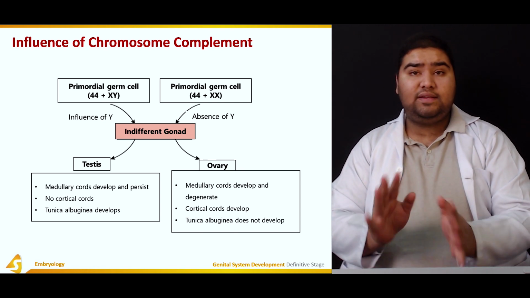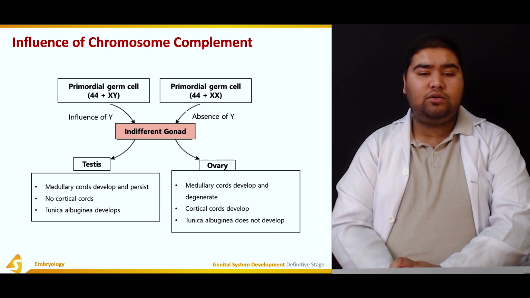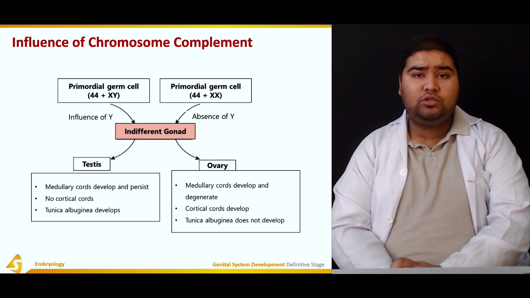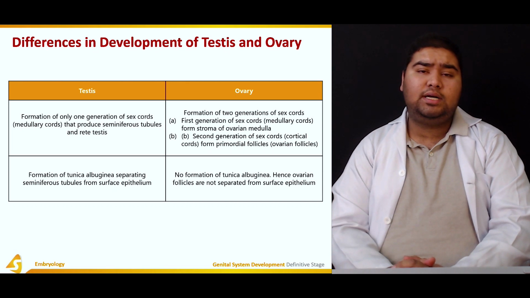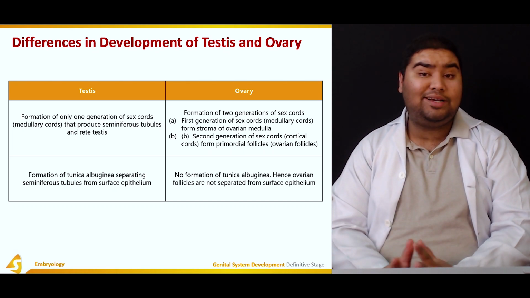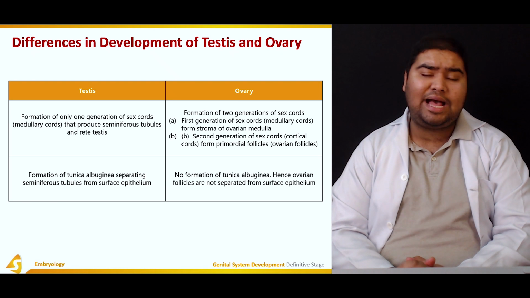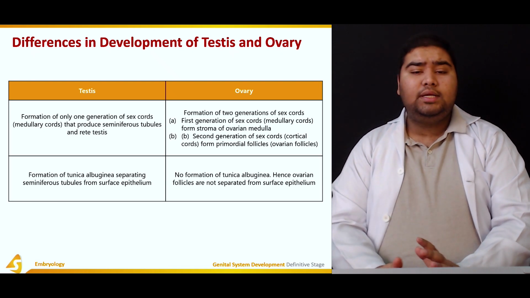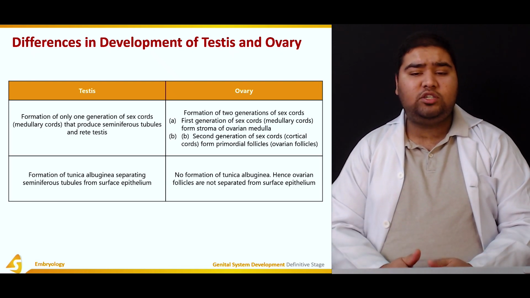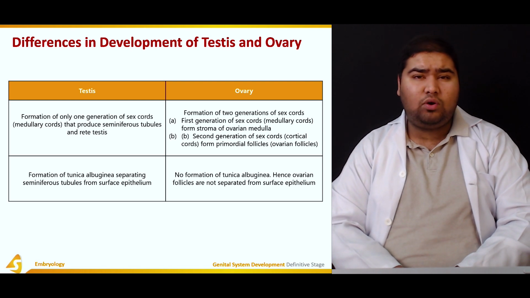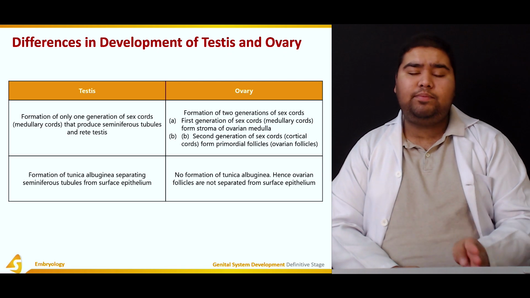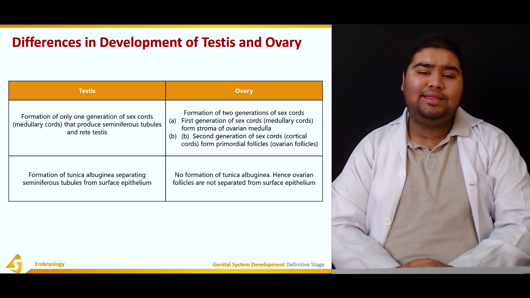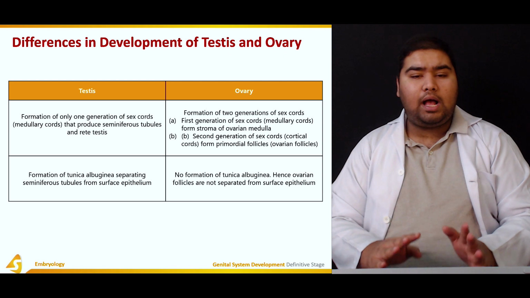So what are the differences in development of testes and ovaries? Again, it's a very important question. Commonly it occurs, it is always there in your exam or in your viva. So for testes, there is formation of only one generation of sex cords, that is the medullary cords, that result in the production of seminiferous tubules and the rete testis.